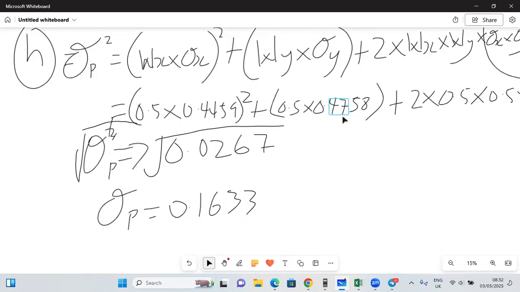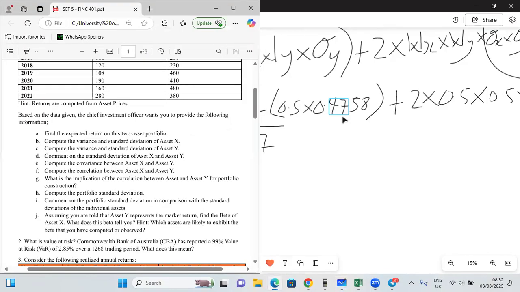So it is rational to invest in portfolio X and Y, as in put them in one portfolio instead of investing in them individually. Investing in the portfolio has a risk of 0.1633, which is less than the individual risk, right? So that's going to be our comment.